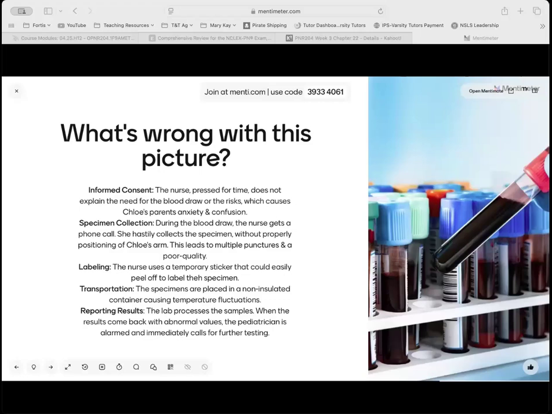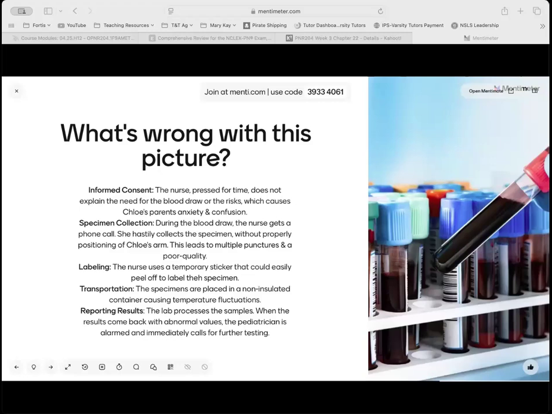Should we have just kept sticking Chloe over and over again? No. Especially with our pediatric patients, we do try and protect them as much as possible. So a lot of times there's kind of an unwritten policy that you only stick once, maybe twice, before you have to move on to the next person. So we do try and protect them from repeated sticks over and over again.